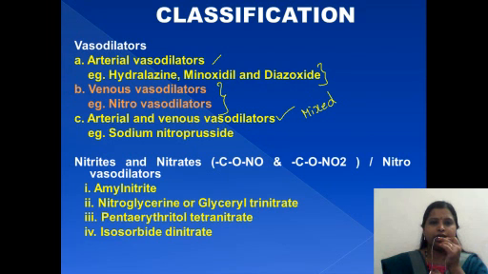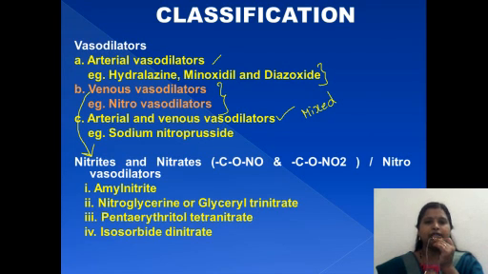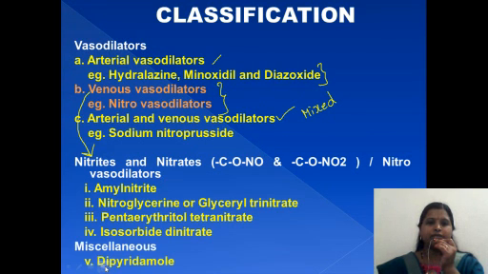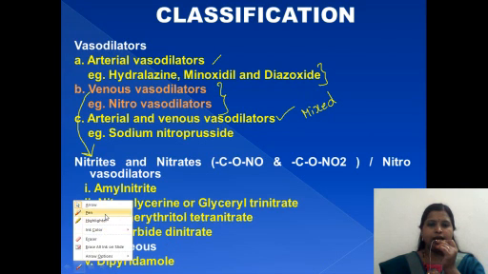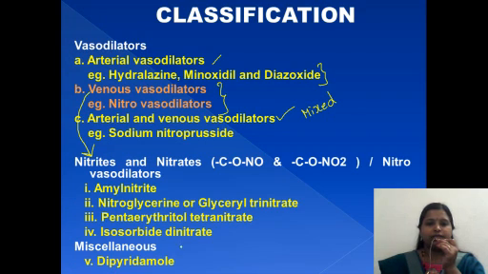Coming to the venous vasodilators, these are further divided into two types, nitrites and nitrates. These are called nitrovasodilators. Last, we also have a miscellaneous drug called dipyridamole. This is also used as an antiplatelet drug.